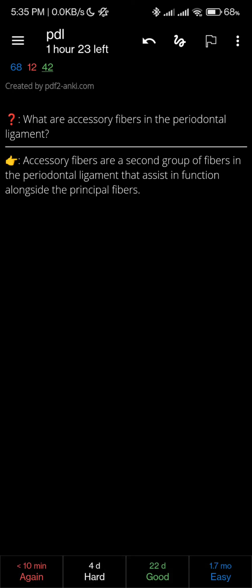What are accessory fibers in the periodontal ligament? Other than principal fibers, you have accessory fibers. They are found associated with them. They are a second group of fibers in the periodontal ligament that assist in function alongside the principal fibers. Okay.